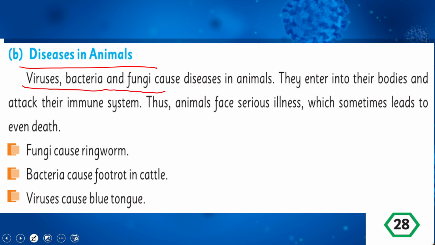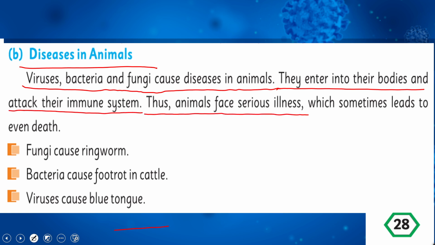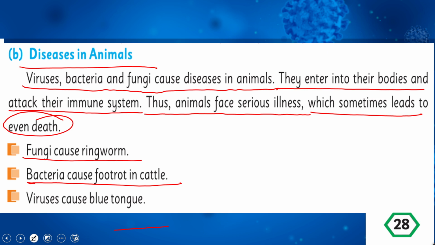Viruses, bacteria and fungi cause diseases in animals. They enter into their bodies and attack their immune system. Thus animals face serious illness, which sometimes leads to even death. Fungi cause ringworm, bacteria cause foot rot in cattle, viruses cause blue tongue.